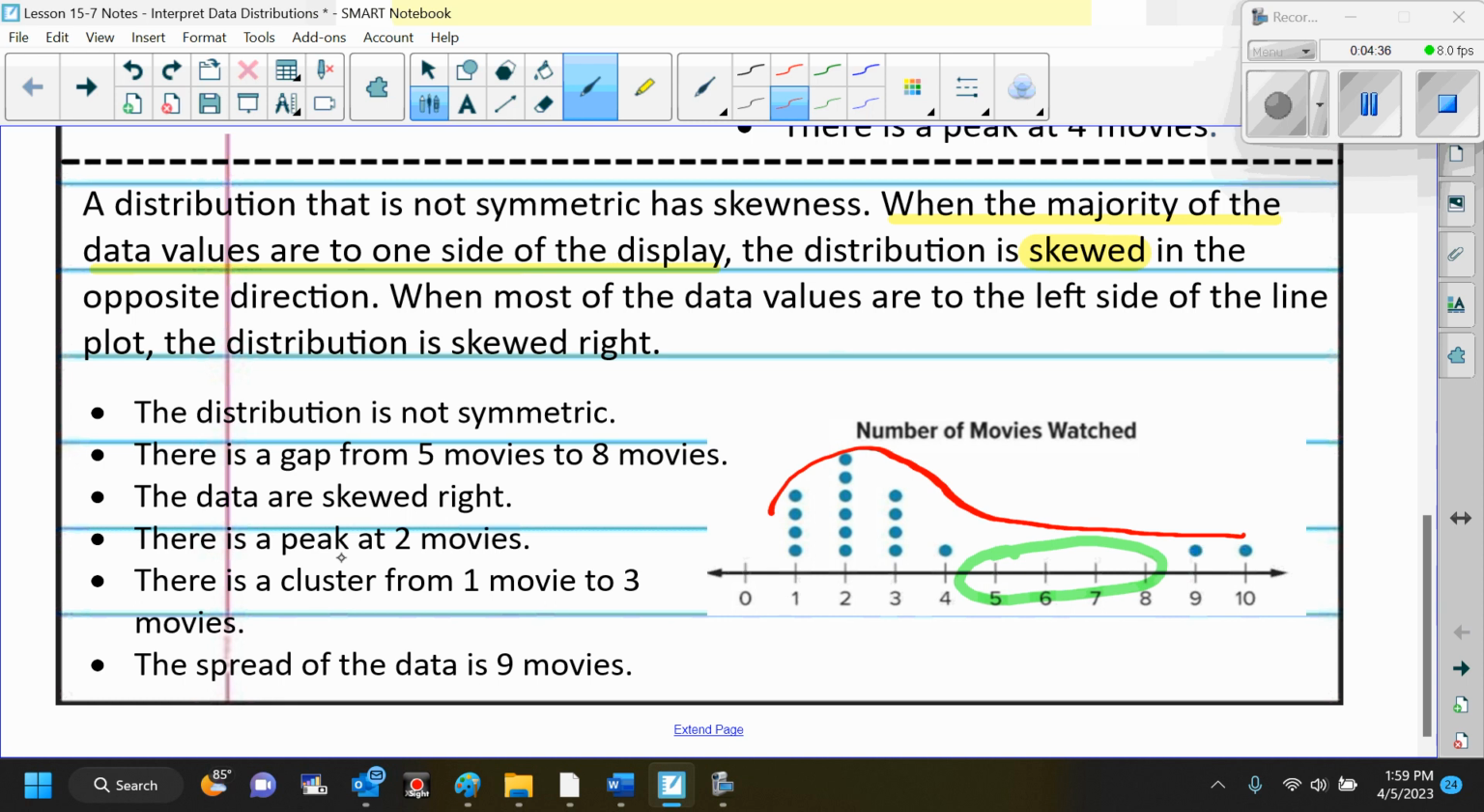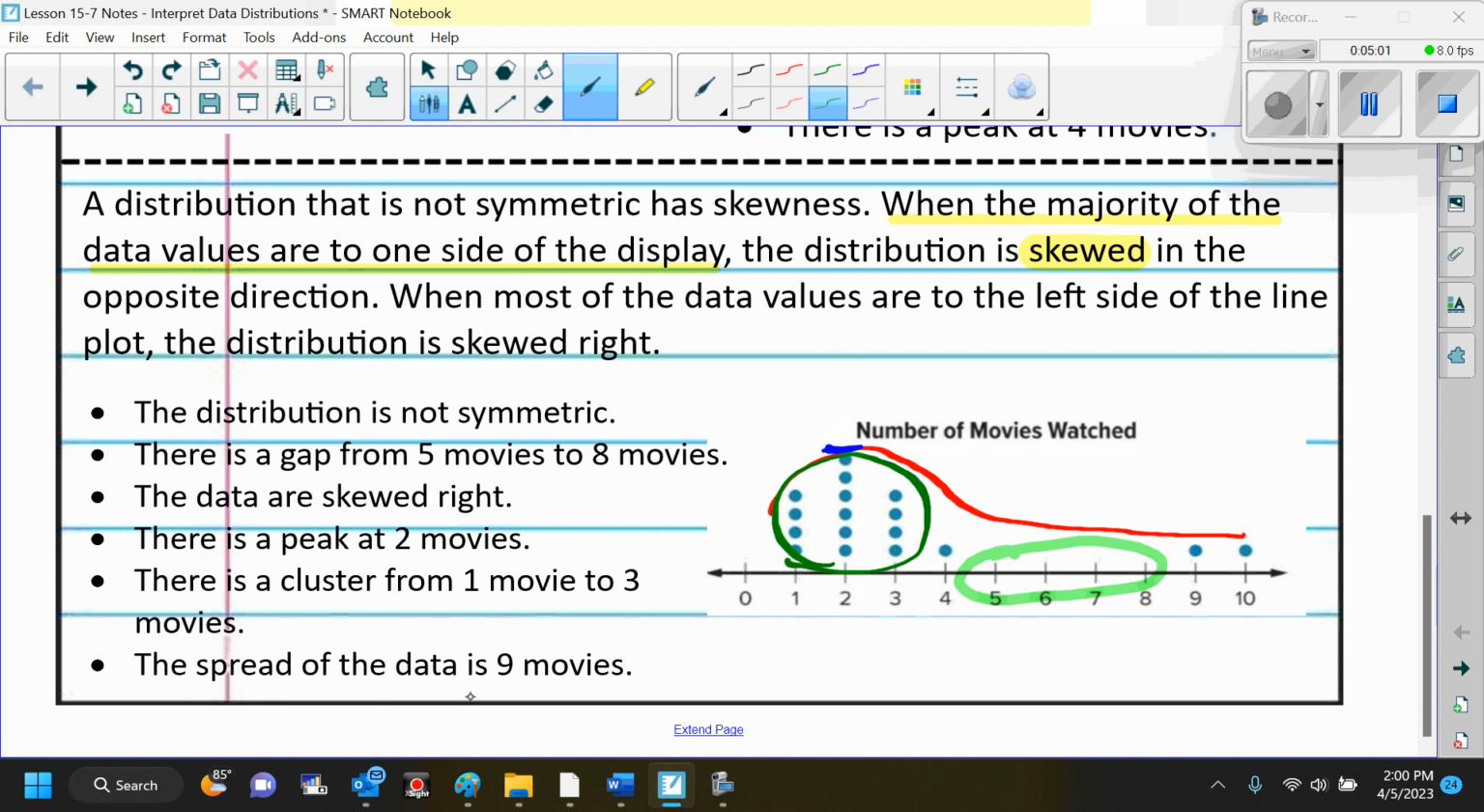There is a peak at 2 movies. So here's the peak at 2 movies, which means that the mode of this data is 2. There's a cluster from 1 movie to 3 movies. You can see here that most of the data occurs right here between 1 to 3.